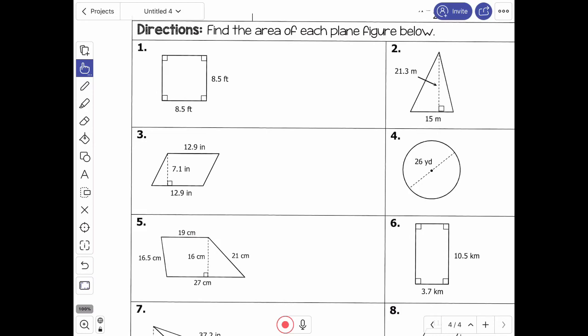So for all these, I'm going to try to say what type of shape they are before I go into the actual formula. So for number 1, the first thing I notice is that these two are the same length, and that this shape has all right angles. So I'm already going to say that this is a square.